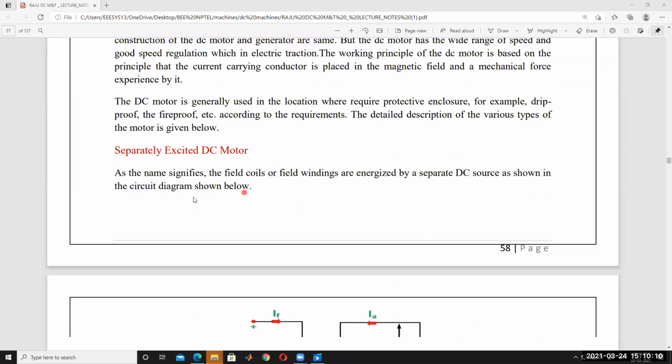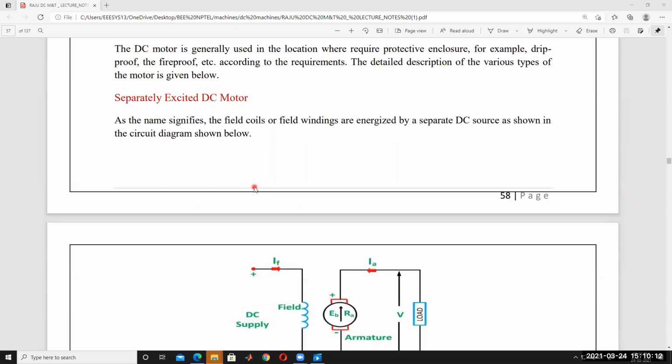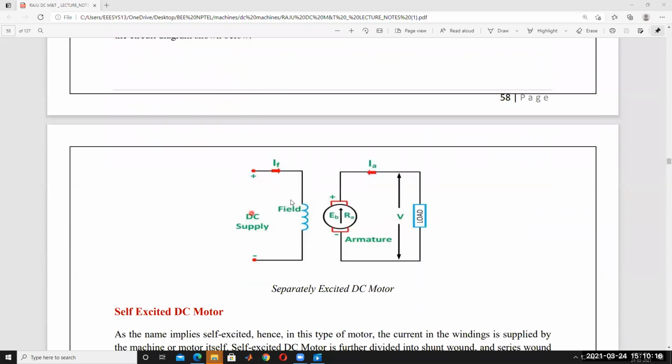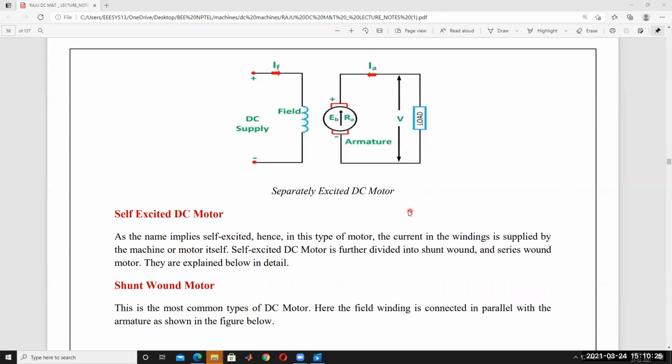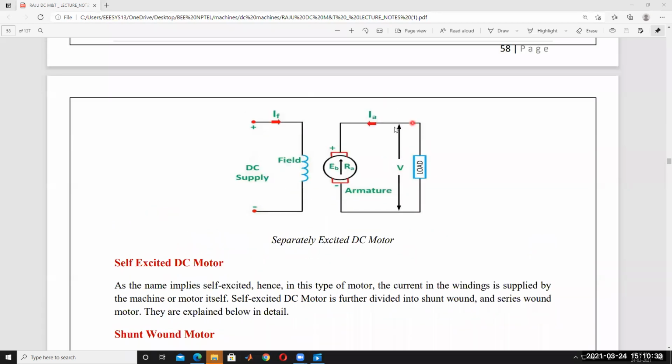Types of DC motors: same as generators, there are also types of DC motors. Separately excited DC motor: the field winding is excited separately, that's why it's called a separately excited motor. The motor input is called the supply. That's why the armature current comes from the supply like this. This is called the armature current.